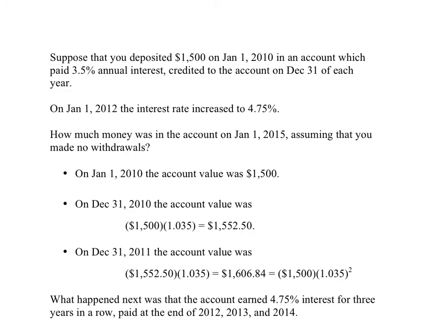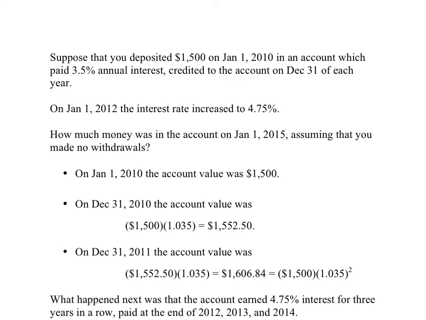Suppose that you deposited $1,500 on January 1st, 2010 in an account that paid 3.5% annual interest, where the interest is being paid once a year at the end of the year on the money that's been in the account all year long. Suppose you had the good fortune to do your business at a bank that increased the interest rate to 4.75% on January 1st, 2012. How much money was in the account on January 1st, 2015, assuming you made no withdrawals?